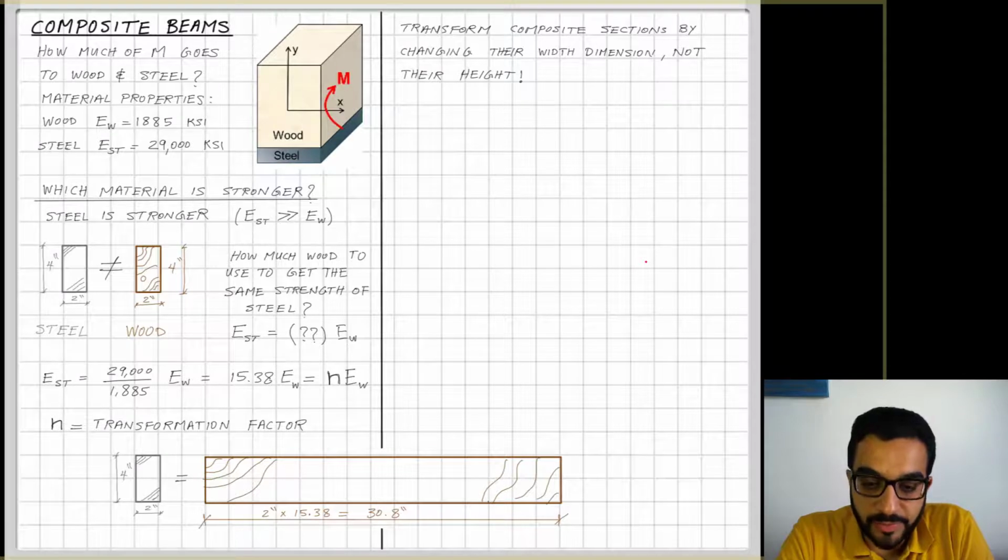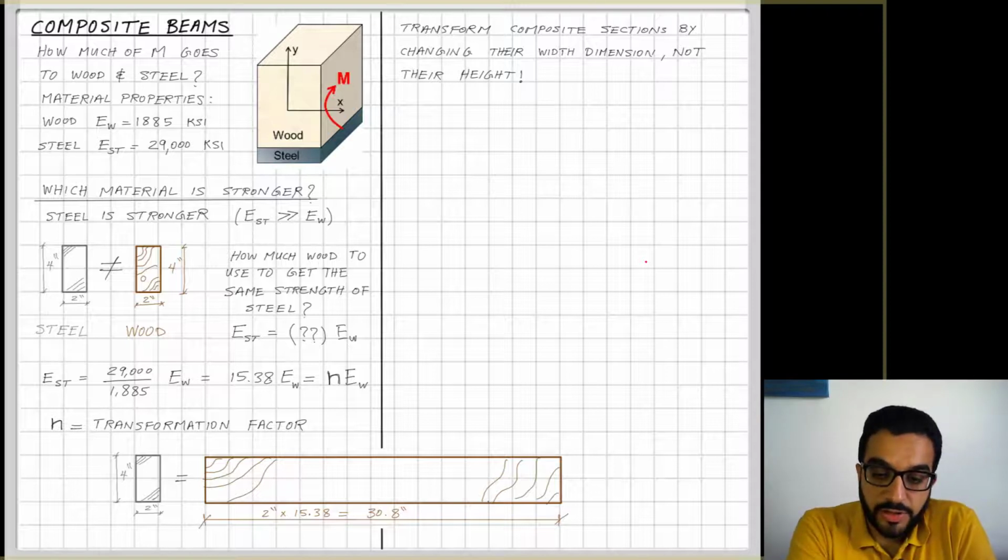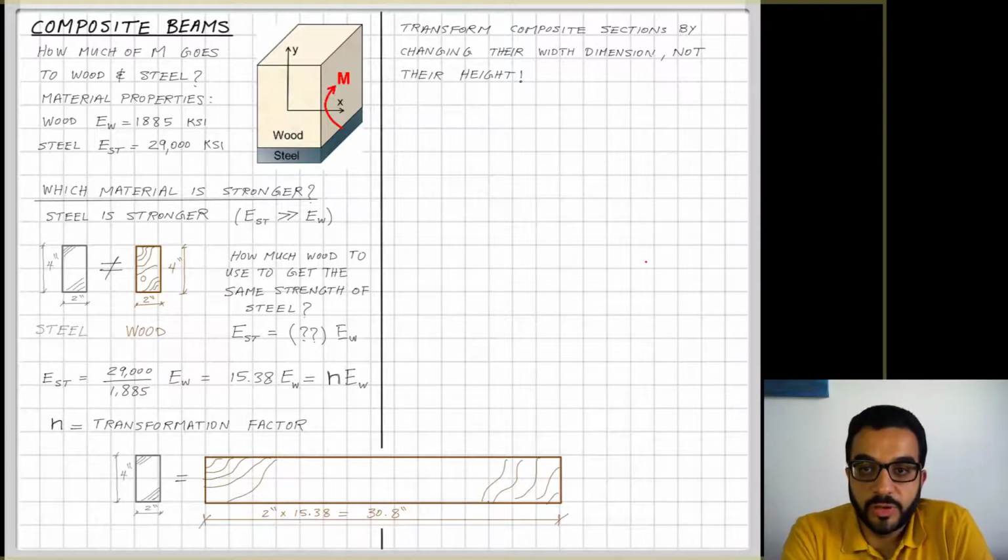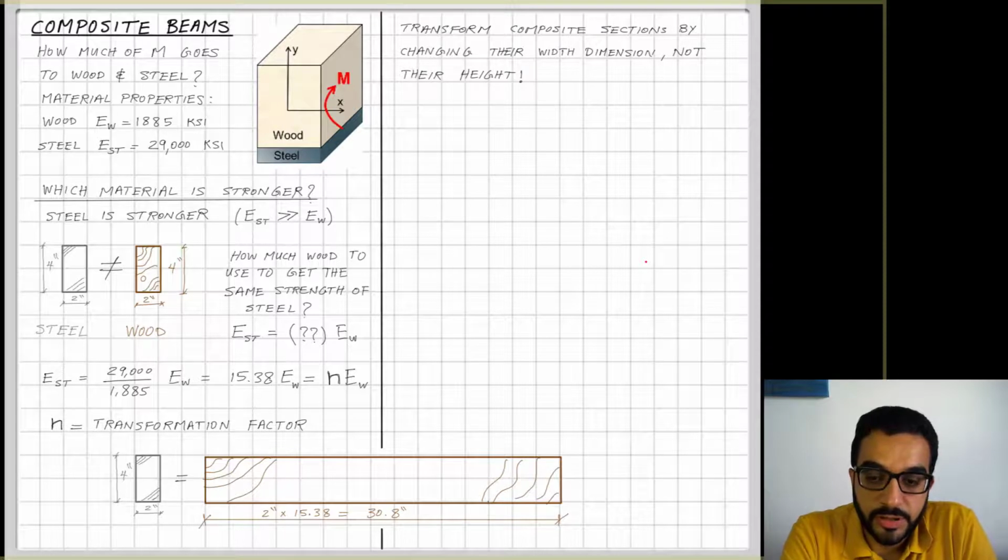I'm keeping the depth 4 and I'm expanding the width to be 30.8, which is by multiplying by the factor of transformation here. And now if I apply these two beams or these two members to the same bending, they will deform by the same amount. They will feel the same strain. Stresses will be different because the area here is different, but the strain will be the same.